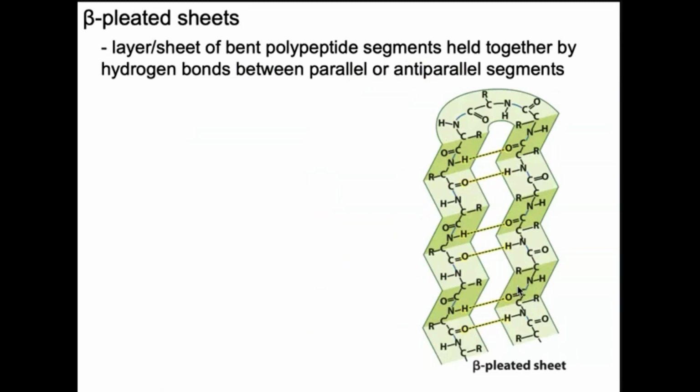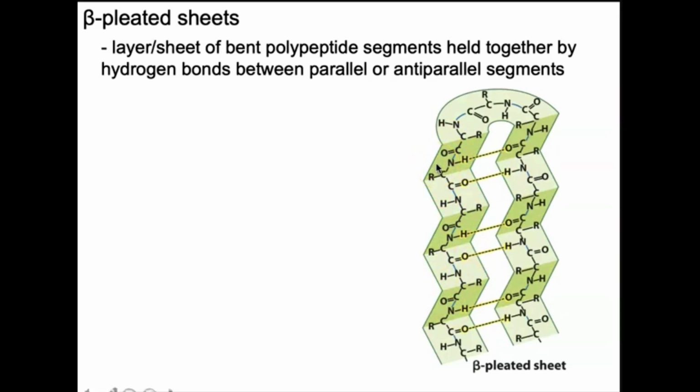So beta pleated sheets are defined as layers or a sheet of these bent polypeptide segments. You can see these are bent like an accordion pleat here. That's what we mean by bent. And they're held together by hydrogen bonds, but between these segments, and these can be parallel or anti-parallel. So the one that's shown here, this is anti-parallel. One's in one direction and then kind of turns and comes back in the other direction. You could have it parallel when they both run in the same direction. But again, you'll notice that you have this flattened structure and it has this bent kind of accordion pleated structure, which is why it's called a beta pleated sheet.